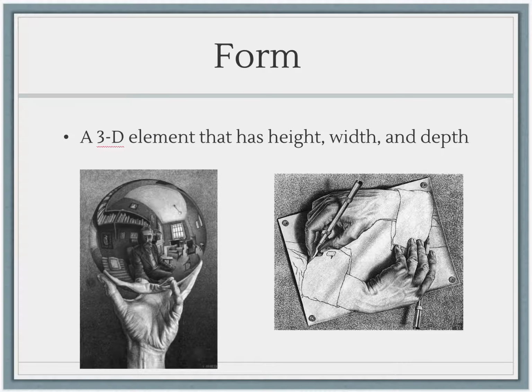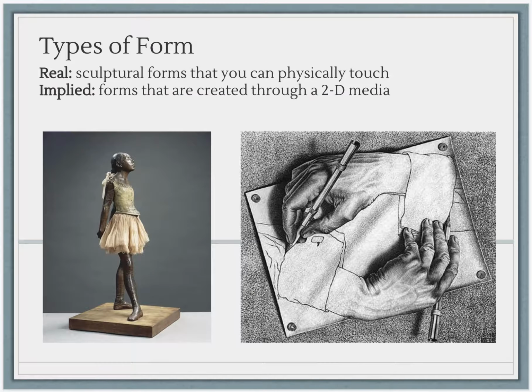Next we have form. So form is 3D, so it has height, width, and depth. So shape was 2D, form is 3D because it has that extra dimension on it. And with form we have two different types of form. We have real and we have implied.